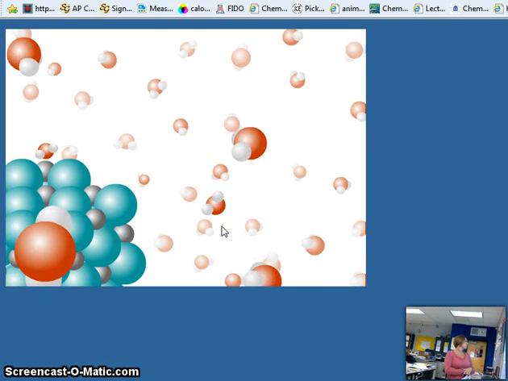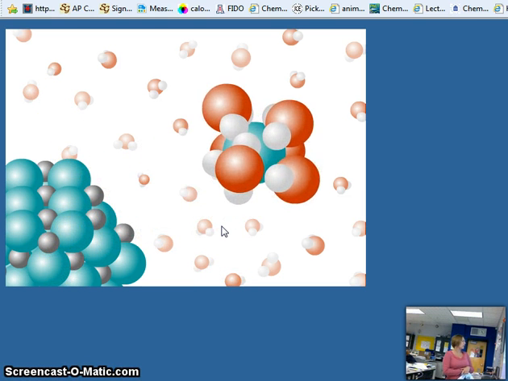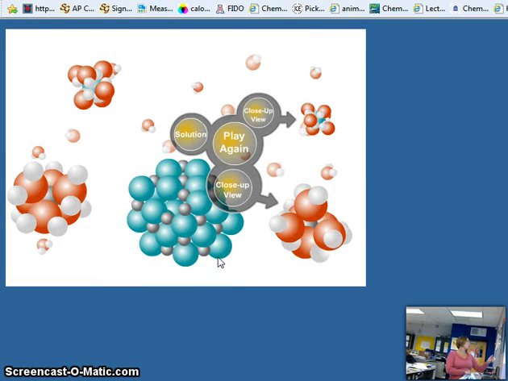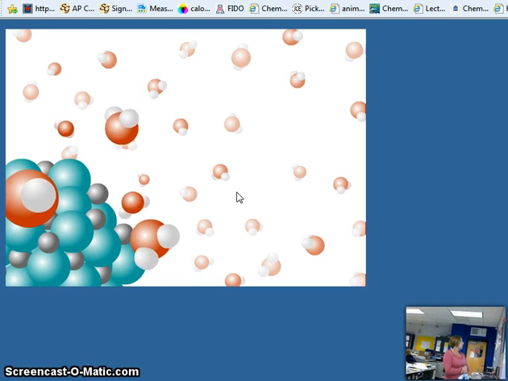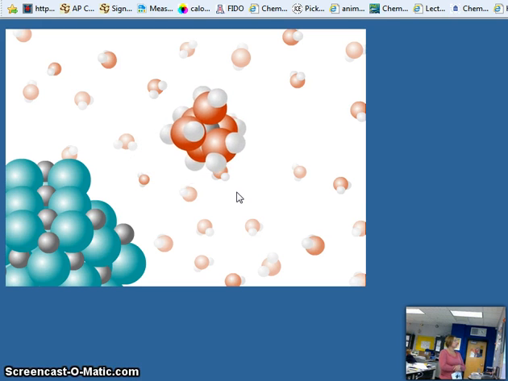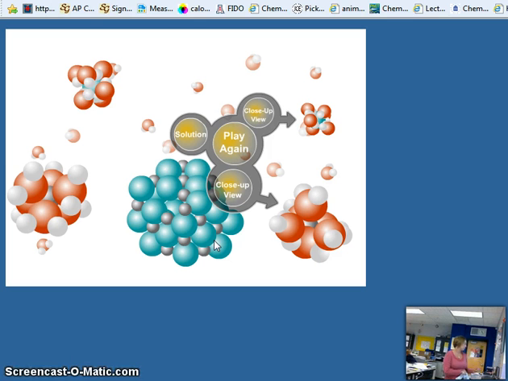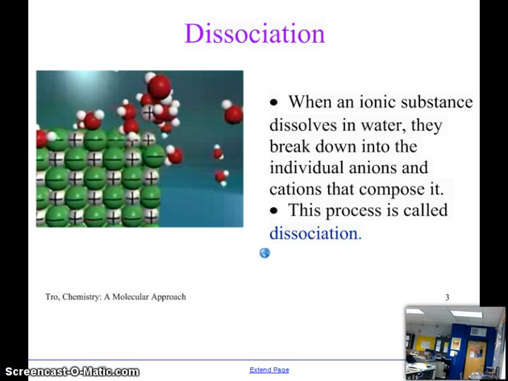One more time. The hydrogens, which are positive, align themselves to the negative anion. And you can also see, if we do the oxygen here, the large oxygen negative is attracted to the small positive metal cations. They are hydrating those ions. So this hydration is also known as dissolving or dissociation.